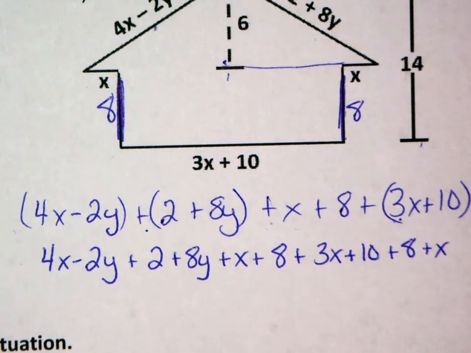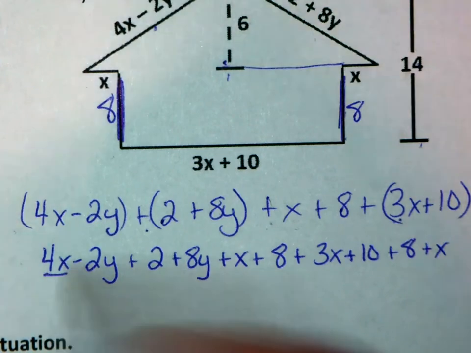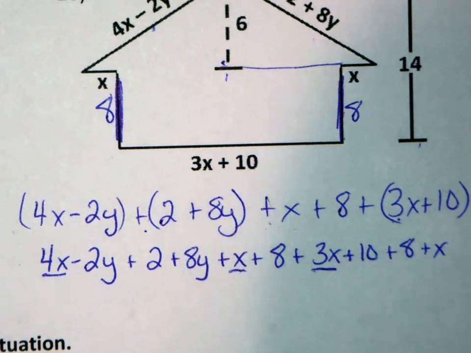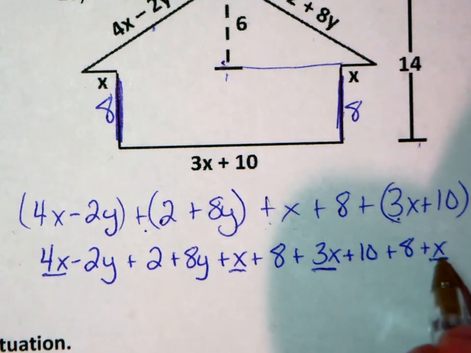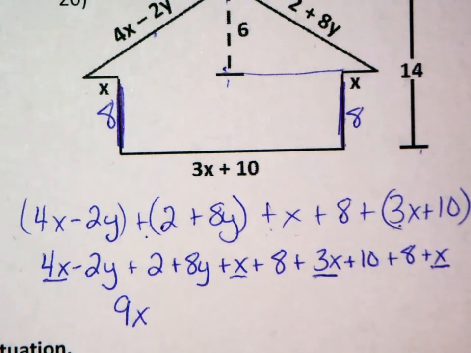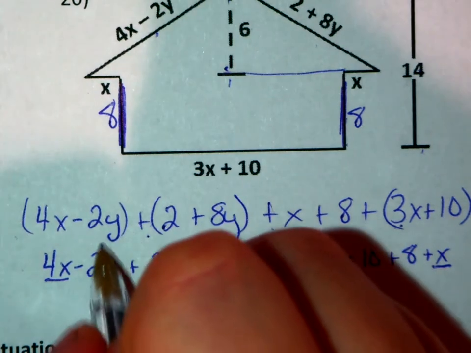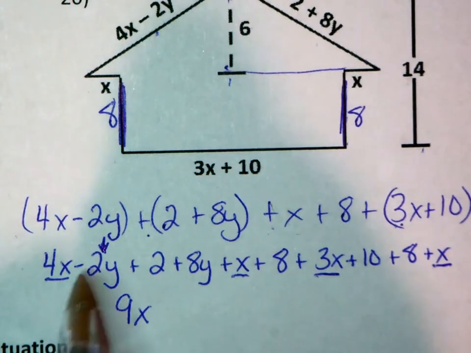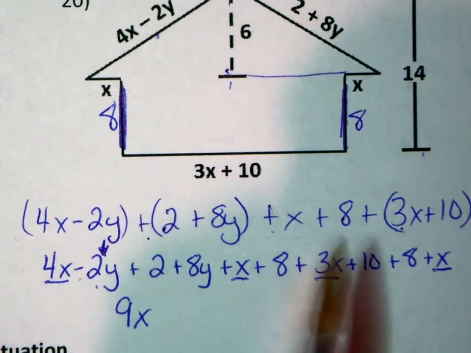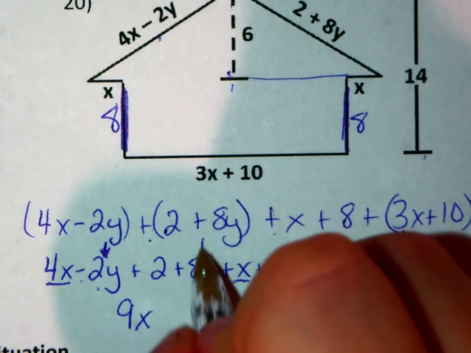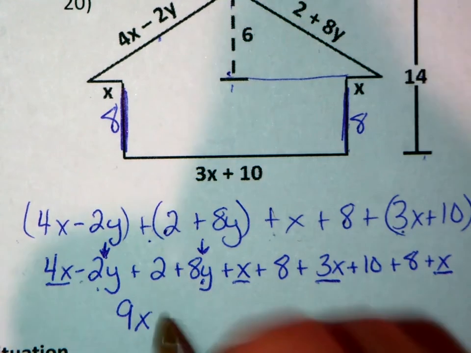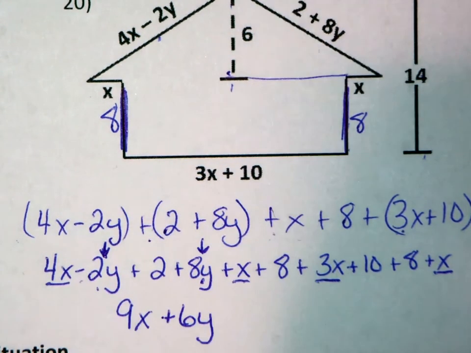And so now we can start by identifying our like terms. I have a 4x plus 1 more x is 5x, plus 3 more x's would be 8x, plus x would be 9x. Next I'll identify my y's. I have negative 2y there because remember it has that subtraction sign in front of it that acts as a negative. Negative 2y plus 8y would be positive 6y. And that's all of my y's, so that would make this positive 6y.